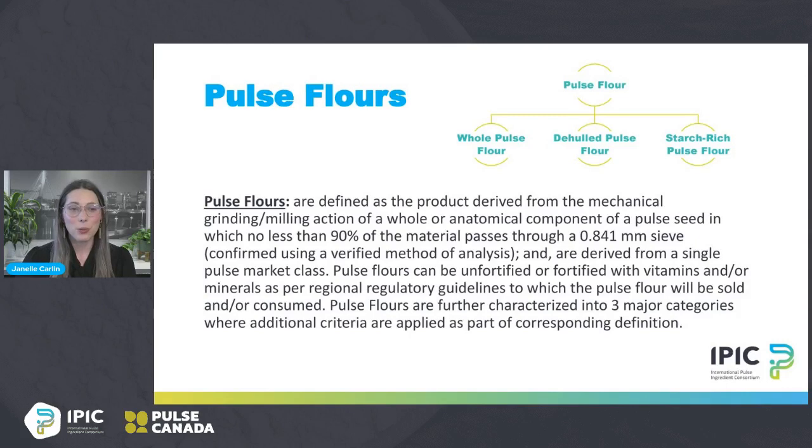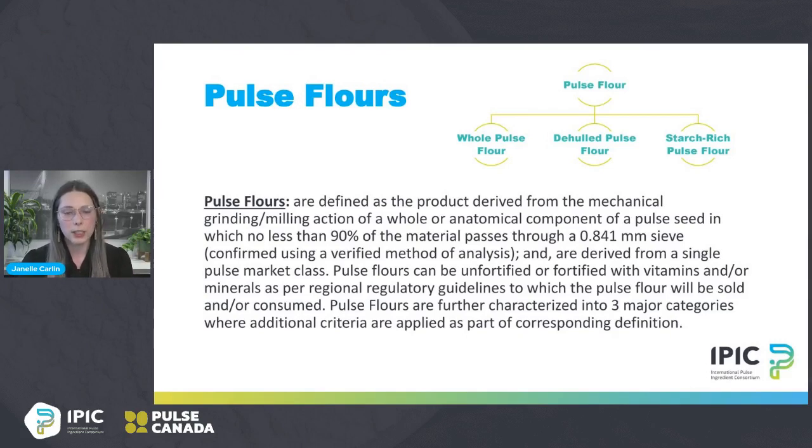So starting with pulse flours. Here we have three specific kinds of flours that are encompassed under this pulse flour definition. And they are defined as the product that is derived from mechanical grinding or milling action of a whole or anatomical component of a pulse seed, in which no less than 90% of the material passes through an 8.41 millimeter sieve, or you can confirm that using a validated method of analysis.